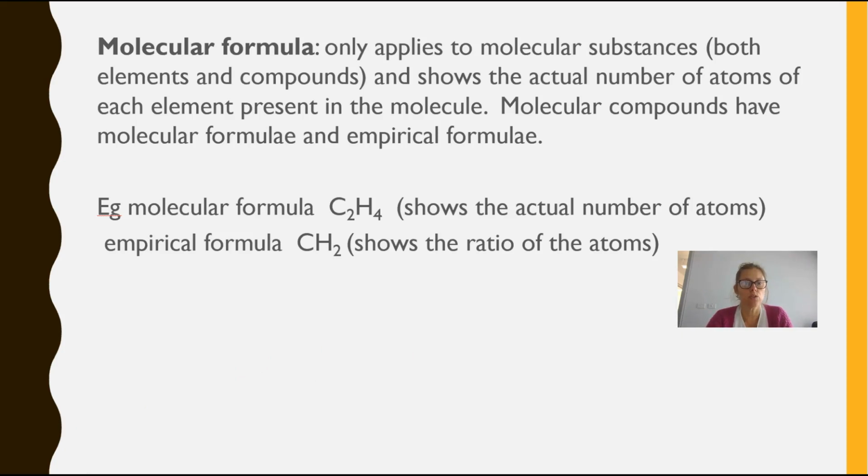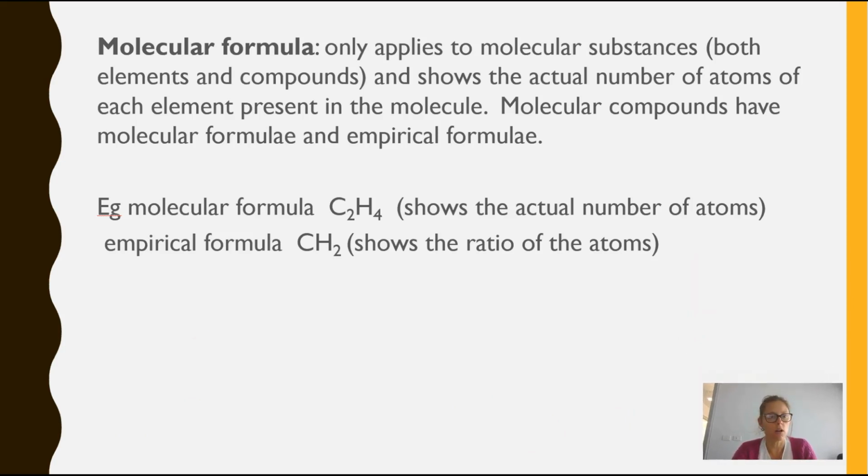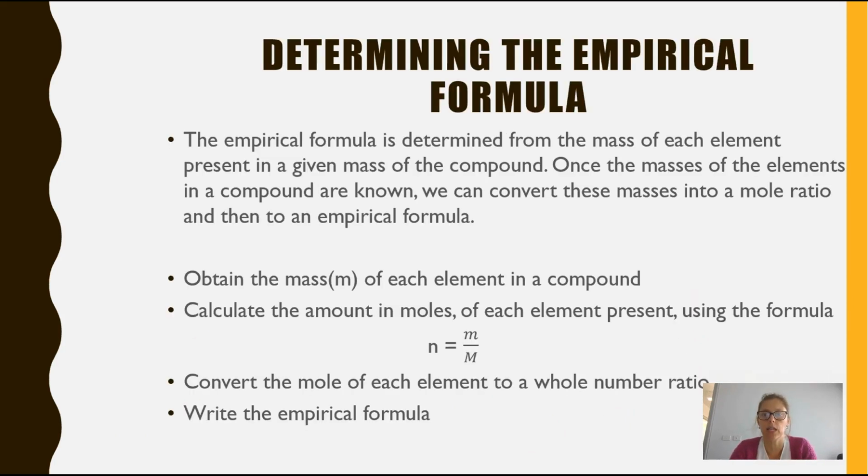So what we're going to do is have a go at an example. We've done a prac already on that, so let's have a look. How do we go about determining the empirical formula? It's determined from the mass of each element in that compound. If we know the masses of the elements in the compound, we can then work out the mole ratio.